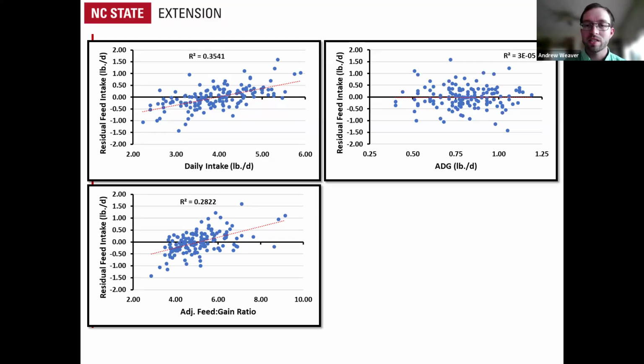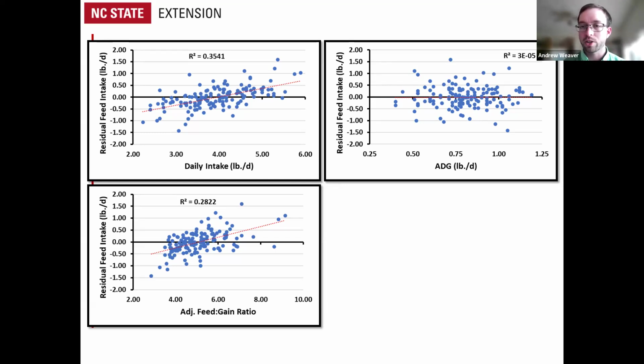This is where it gets really interesting. If we look at residual feed intake compared to average daily gain, you see the R squared is essentially 0. It's pretty much as close as you can get to zero without being zero. Very small number, which means there's essentially no relationship between residual feed intake and average daily gain, which means I can find animals that grow extremely fast, and I can find animals that grow relatively slow that have the exact same residual feed intake.